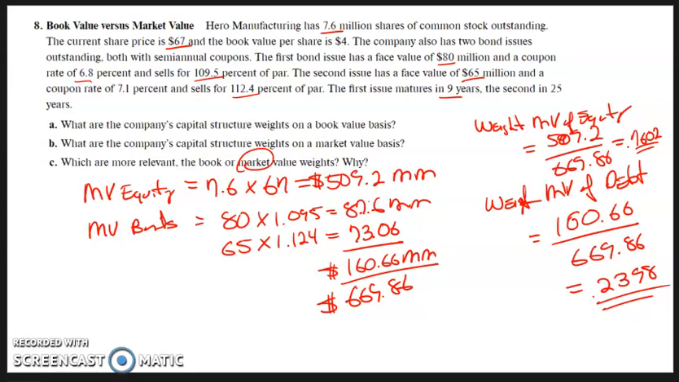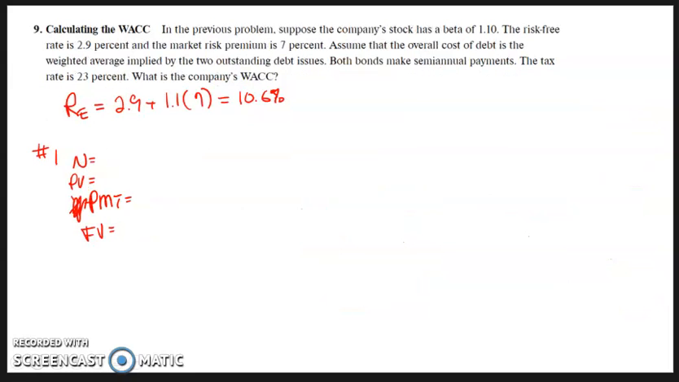So let's go back here. It matures in 9 years. It's semi-annual, so that's 9 times 2 is 18.